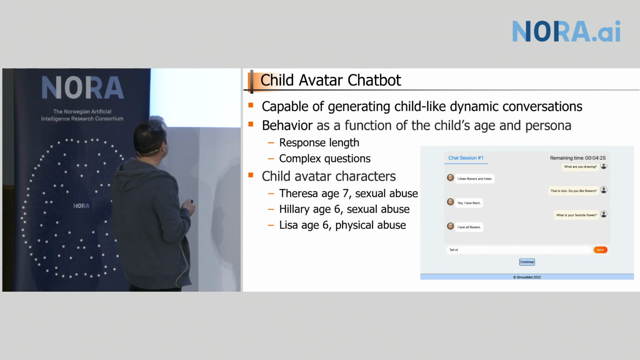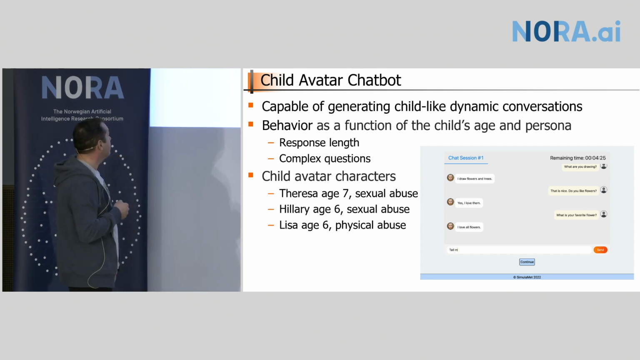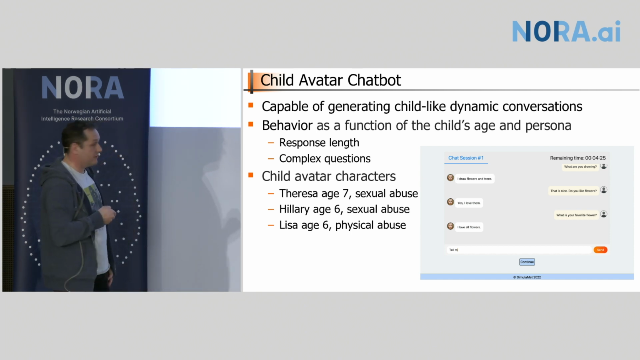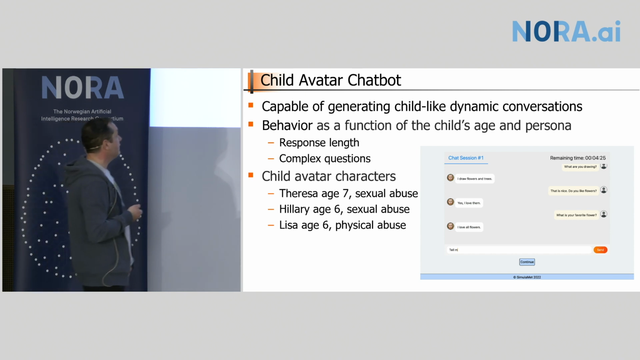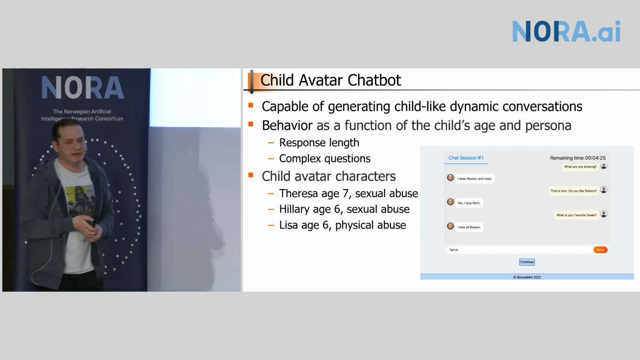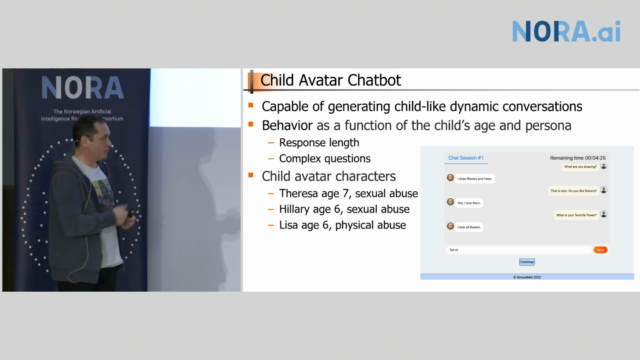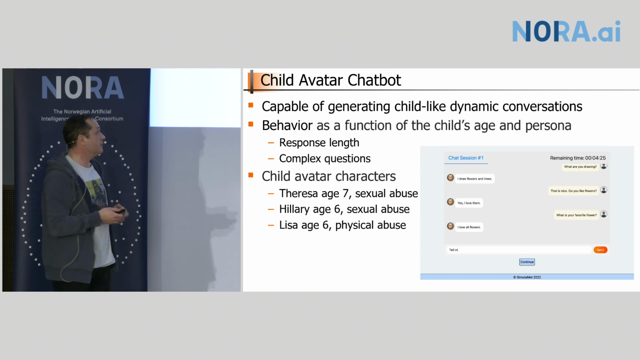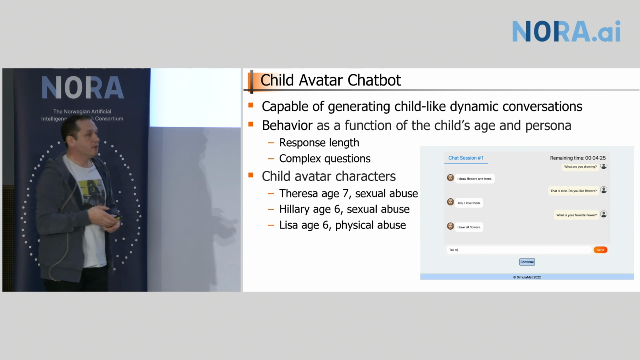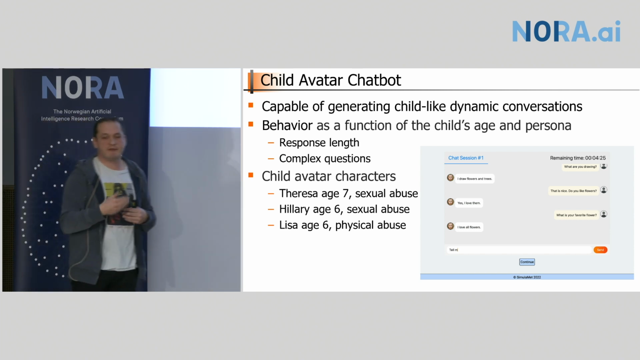So what we built so far, we have some characters that we can use in the system. Here are some names and the different ages, and also what type of abuse they were going through. Here you can see an image of the chat prototype. We have different prototypes. We have one where you can just type like in a chat, which you could, for example, use on your phone while you're on the bus or train. But we also have a VR version where you can talk in a VR environment, and then we have a 2D version where you just have a 2D screen.